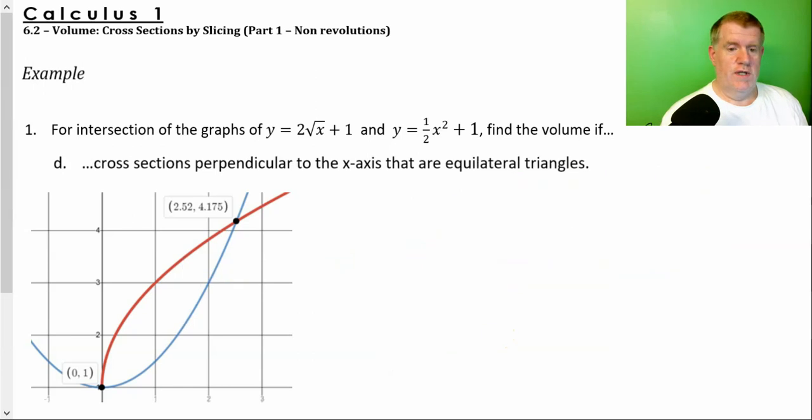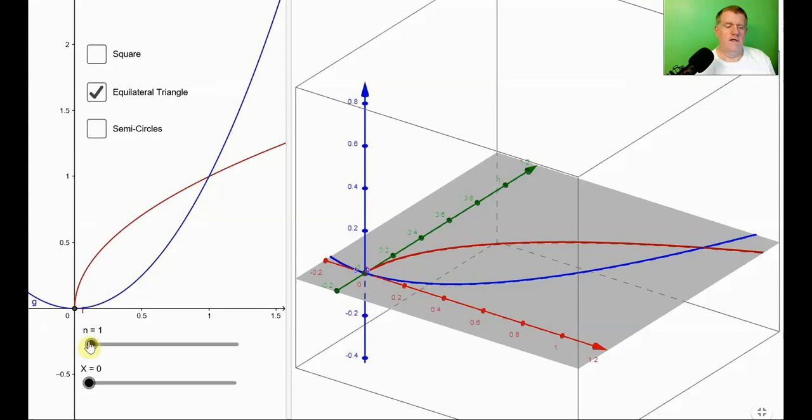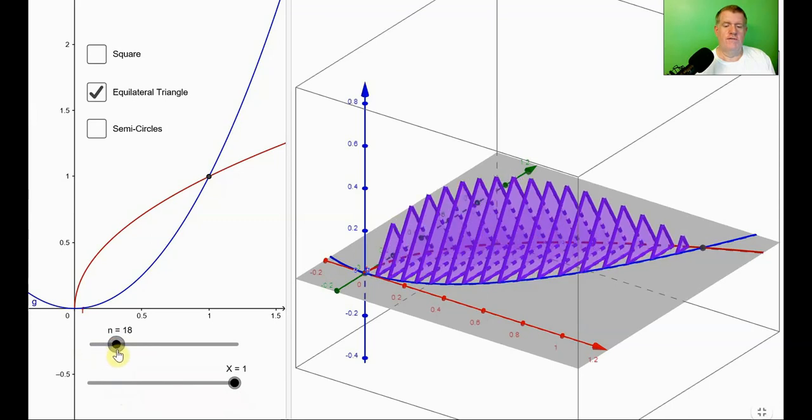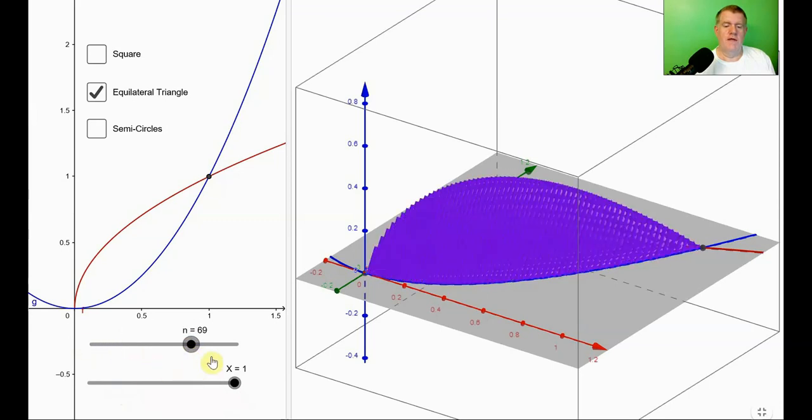Okay. And now we're doing an equilateral triangle. And here's what an equilateral triangle would look like in this case. So the equilateral triangle, again, the side of the equilateral triangle is dependent upon the distance between those two curves. As the curves get closer together, the triangle gets smaller. What would that shape look like? Well, let's take a look. If I build a whole bunch of triangles on it, I end up with a shape kind of like that.